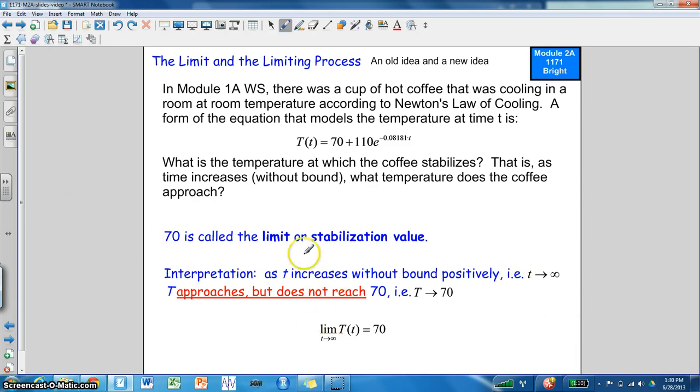Condensing all this mathematically, we can say the limit as t approaches infinity, as time increases without bound, of capital T, the temperature, is equal to 70. Just condensing that notation a little bit. So, the basic idea of the limiting process: we can represent a limit algebraically, which we just showed, numerically through a table, or graphically by making a graph of the function. In the next video we'll look at infinite limits, and then eventually we'll talk about limits at a point, and then finally the limit laws. Stay tuned.